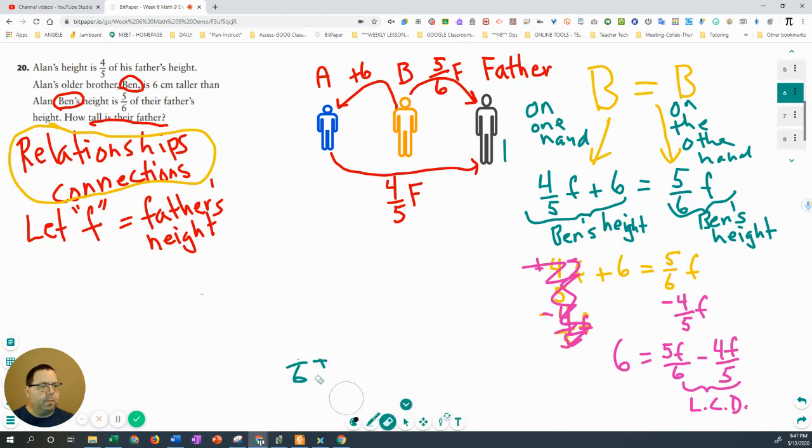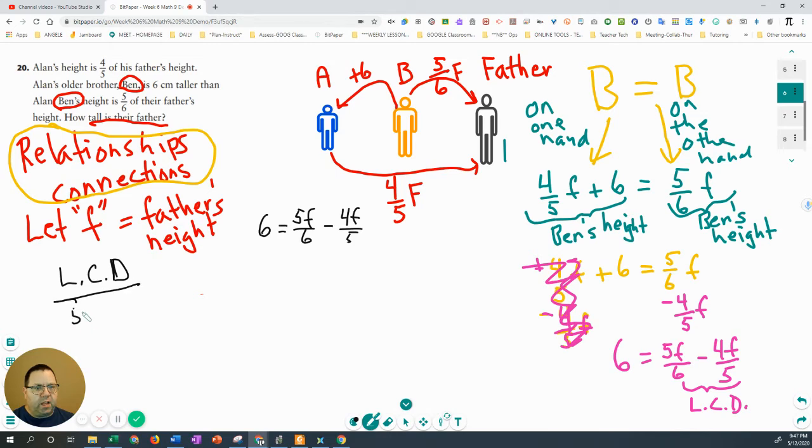Okay, this was hidden a little bit by this button that I have to deal with, but that's okay. All right, so we have 6 is equal to, I'm just rewriting this, 5f over 6 minus 4f over 5. A lowest common denominator between a 5 and a 6 has got to be 30, okay?